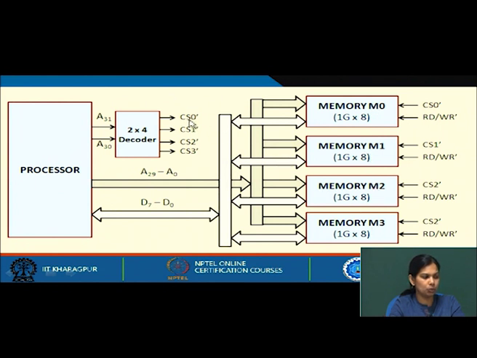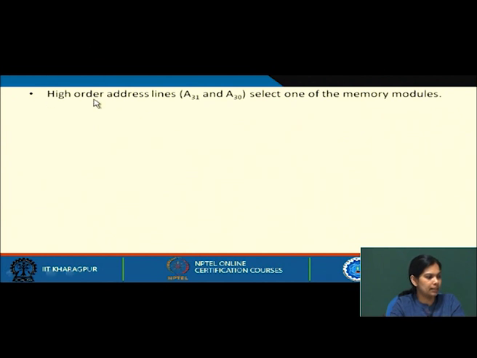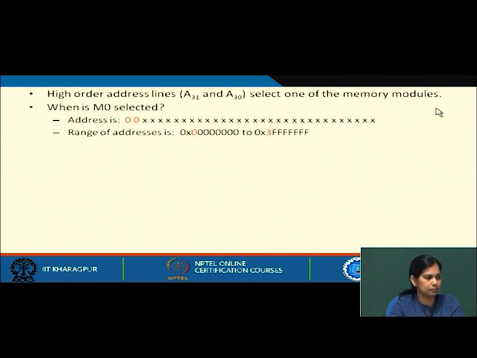So, if you want to select chip 0, CS0, then it has to be 00. If you want to select chip 1, it has to be 01 and so on. So, this is how it is organized, and when we select a particular memory module, a group of 8 bits will be transferred through this data bus to the processor. As I said, the higher order address lines A30 and A31 select one of the memory modules.